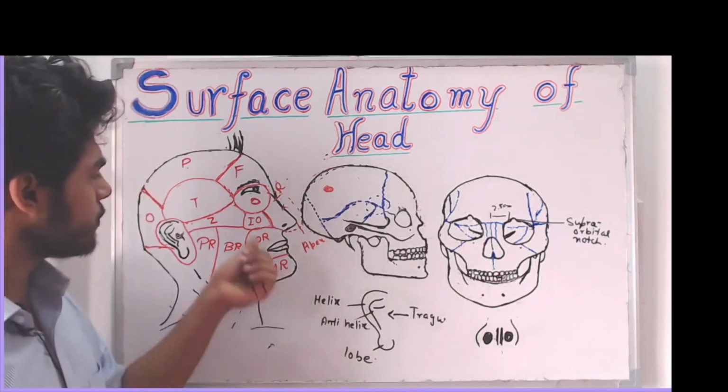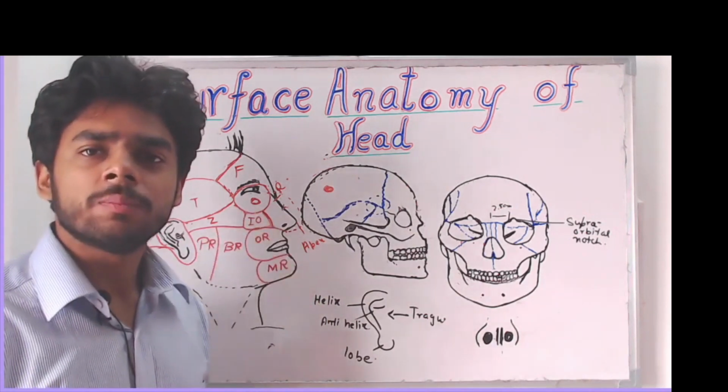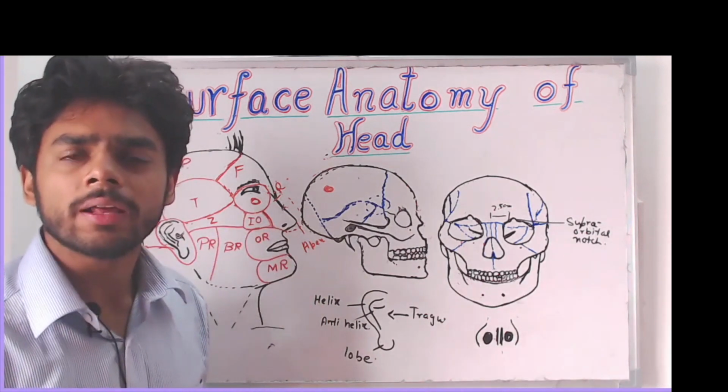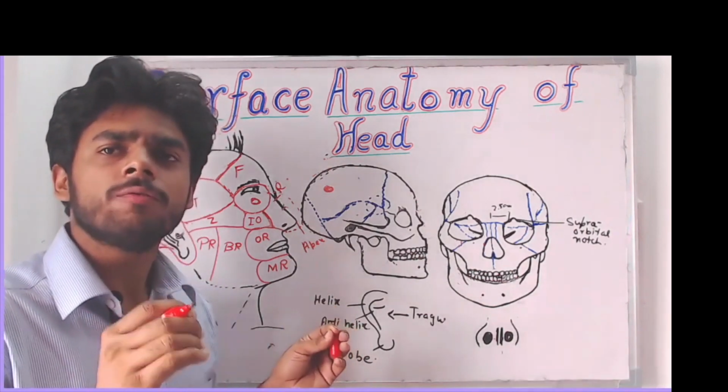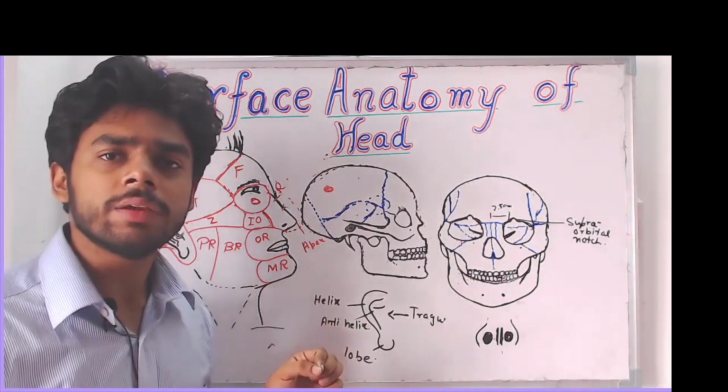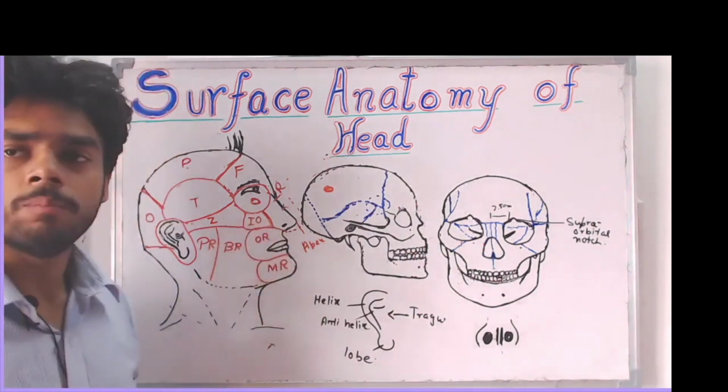The structure present in the infraorbital region, a very important one, is the infraorbital foramen. This is very important for giving the infraorbital nerve block.